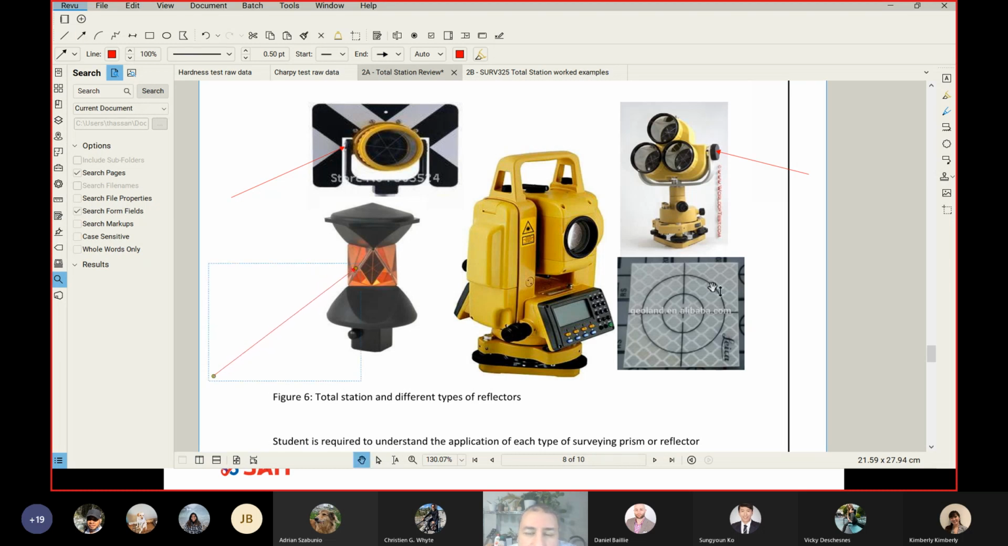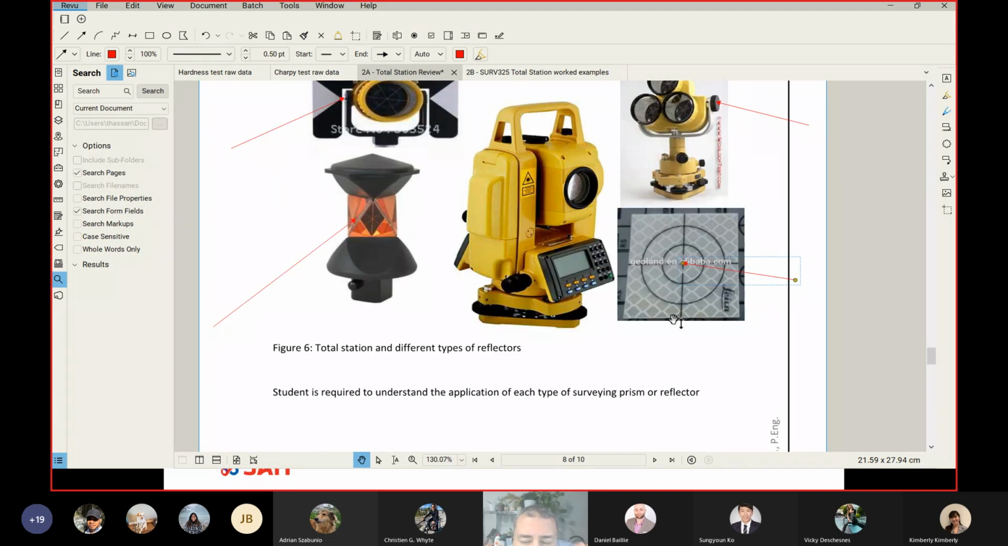Now let me ask you, what is the reflector height for a paper prism? Please think about it before you answer. What is the reflector height if I'm using a paper prism in a deformation monitoring application? 0. Thank you so much. It's 0. Why is that? Because you can see this is the center of the prism, and this is the only prism that you can attach to the same physical point of interest, which means there is no physical distance between the point of interest and the paper prism. So the reflector height for a paper prism is equal to 0.